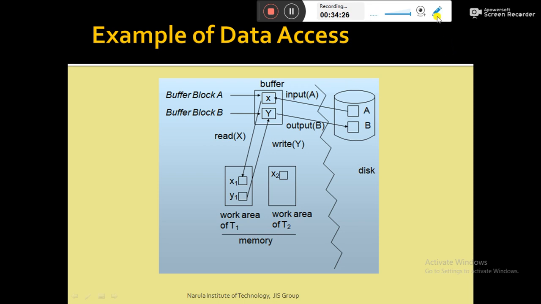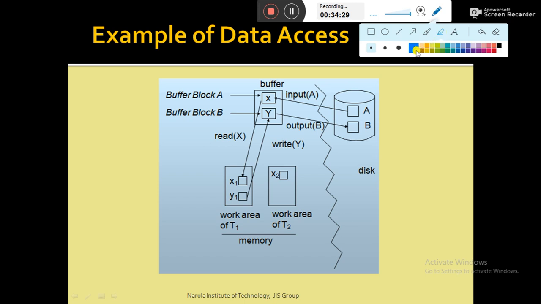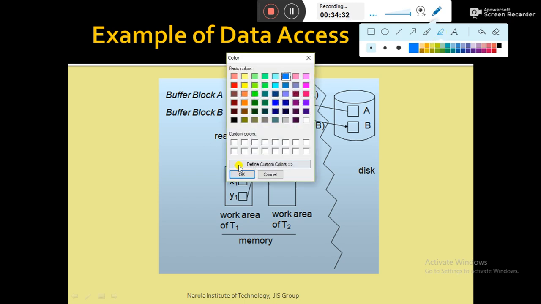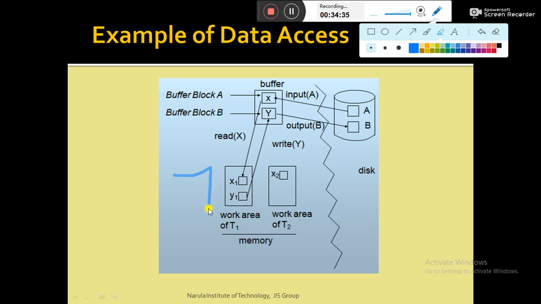For example, let me draw it. Stable storage may be a magnetic tape. Say this is the stable storage, a magnetic tape. Suppose x1 is to be updated to a with the value 100, and y1 is to be updated to b with the value 200. So that type of partial information is maintained in stable storage before updating the actual data.